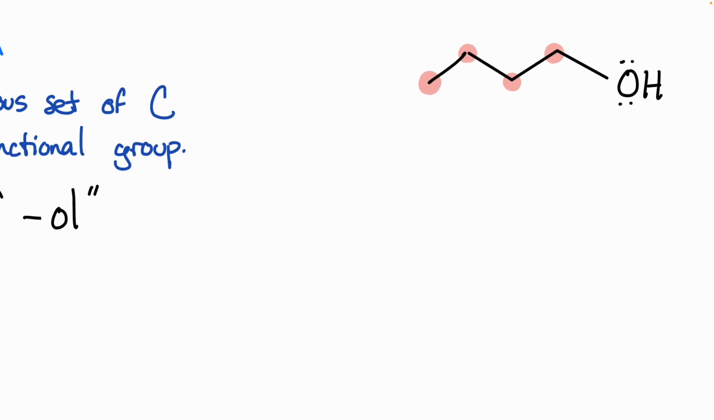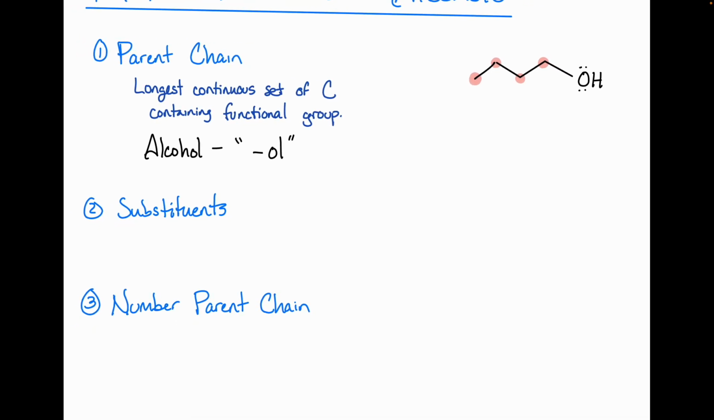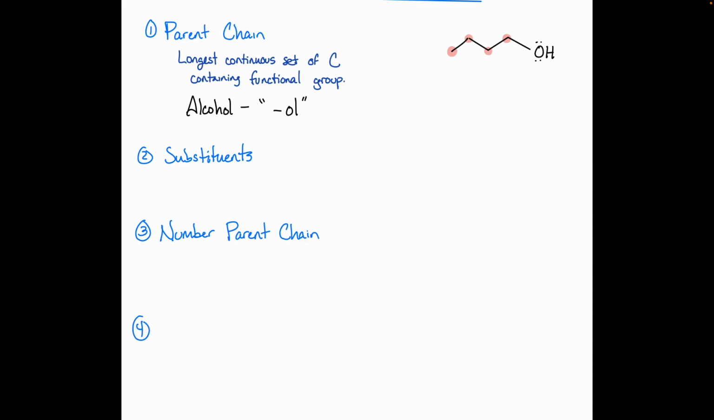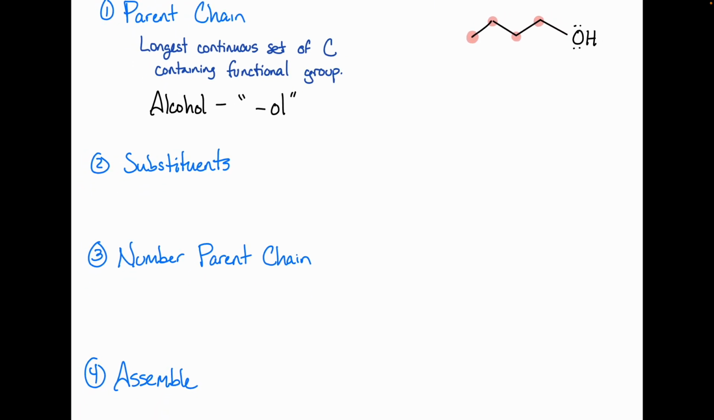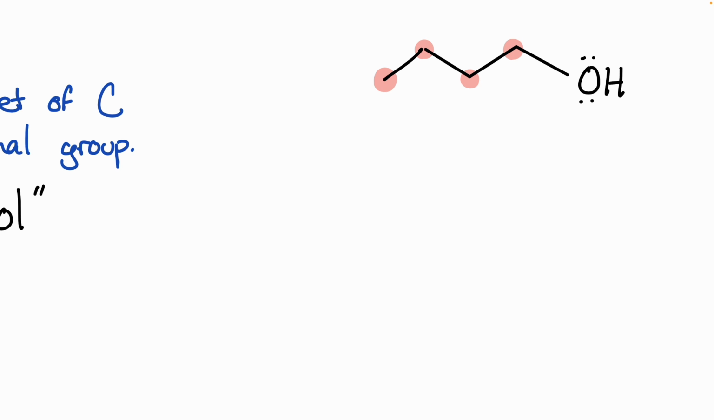So this molecule right here, well, I guess let's finish it up. We got to do our substituents. And then we do have to number our parent chain before we put it all together. So this molecule right here, if I number, that OH group is on carbon 1. So this would be 1-butanol.